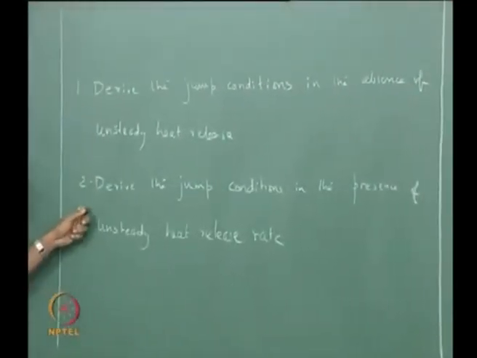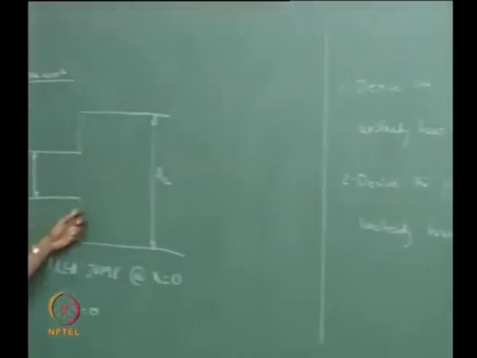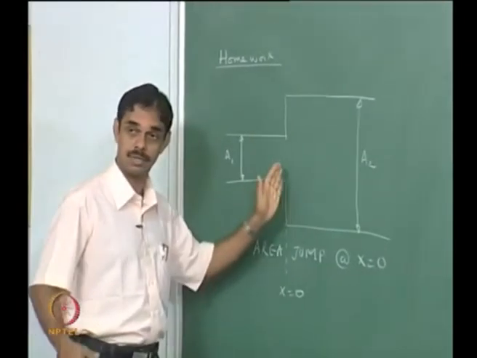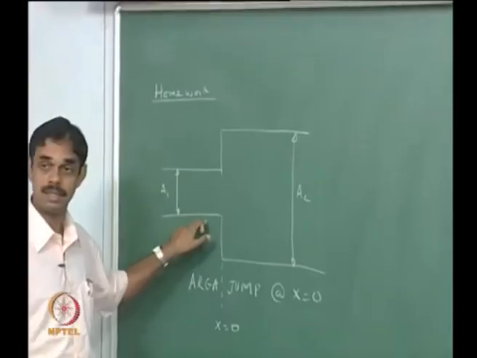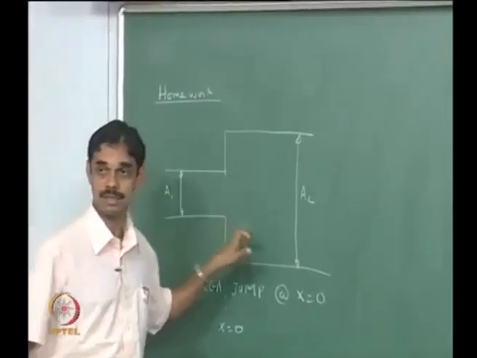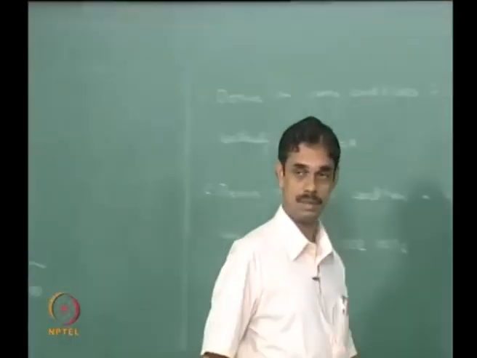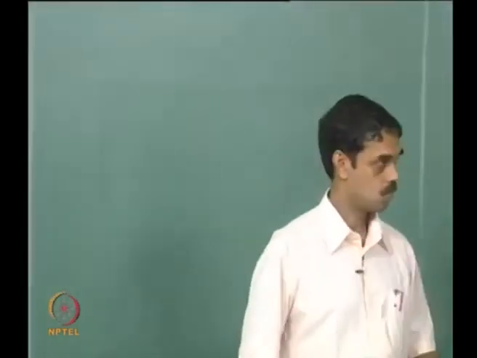Now, second condition is, let us say for a moment that there is an unsteady heat release here, Q dot prime, and what would be the jump conditions in the presence of the unsteady heat release rate. So, that is the second question, very simple, straightforward.